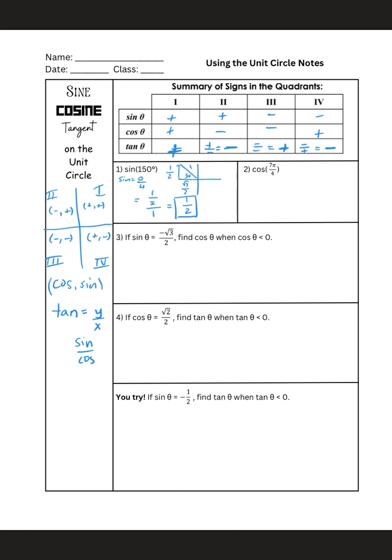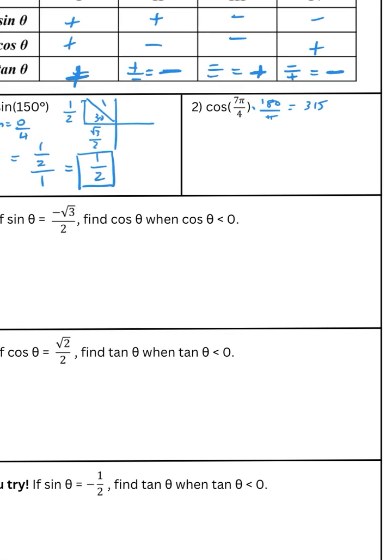The cosine of 7 pi over 4. If we turn that into a degree measurement, 7 pi over 4 is 315. Sorry, I don't know why I'm writing so small. Then we can draw that on our coordinate plane. So 315 is going to be a 45-degree angle, which means this is negative square root of 2 over 2, and this is going to be square root of 2 over 2.